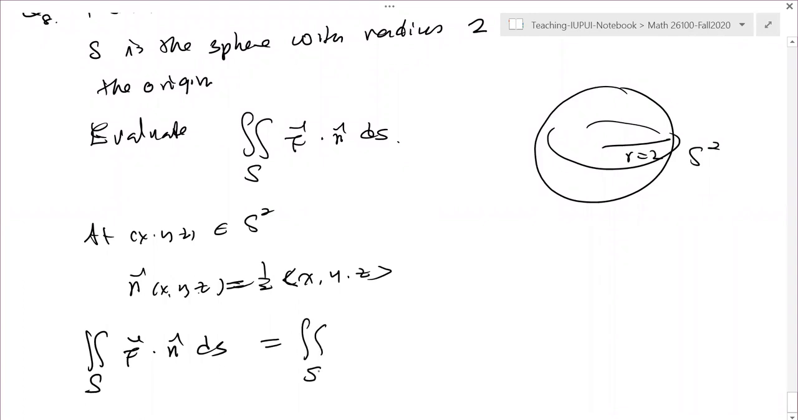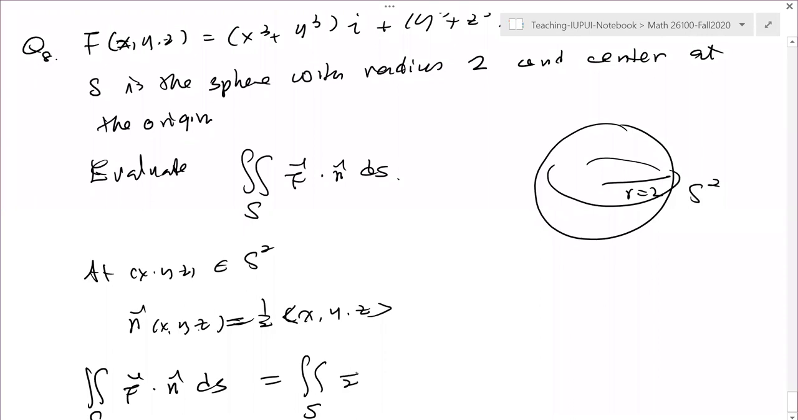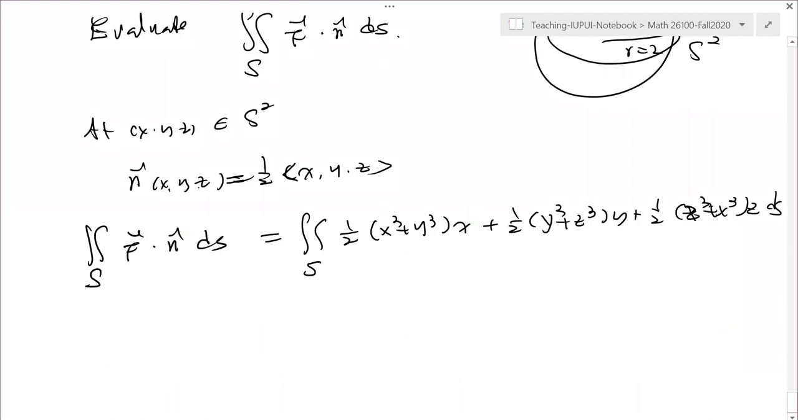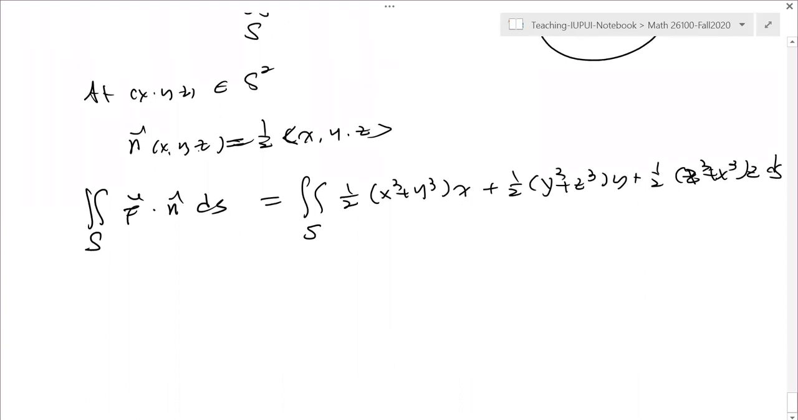So this is a surface integral, the product of those two. It's 1/2 x times the first component, x cubed plus y cubed, and 1/2 y times y cubed plus z cubed, and 1/2 z times z cubed plus x cubed, dS. But this is a very complicated function. We are not able to evaluate it quickly. It takes too much time to evaluate, so you should try the divergence theorem.